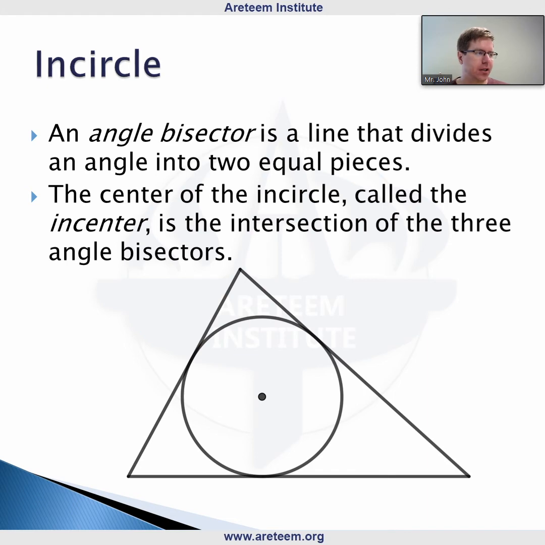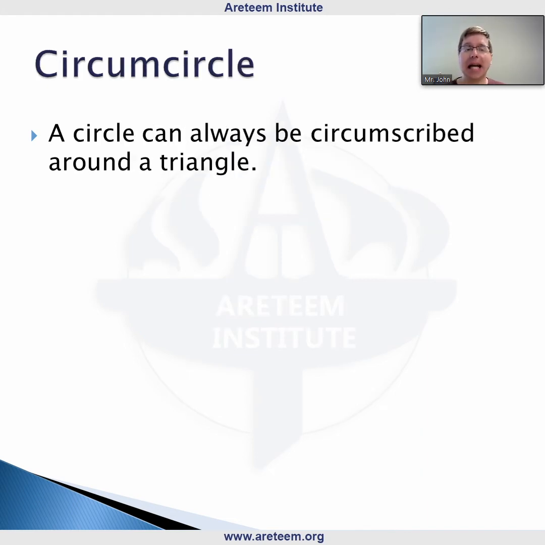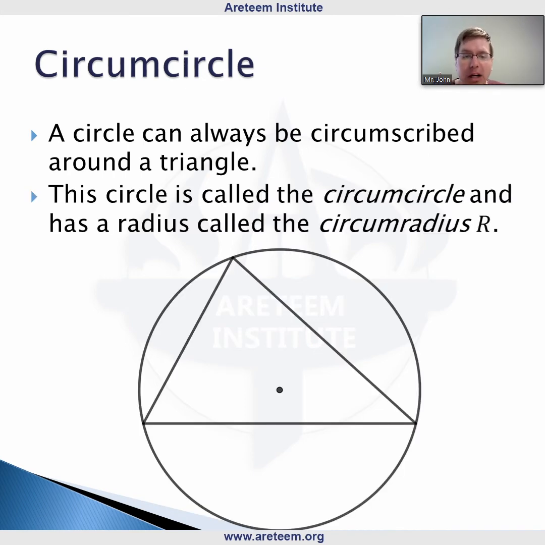Let's shift gears then to the outside one. And again, this is possible. So a circle can always be circumscribed around a triangle or outside of the triangle. In particular, again, this means now it contains the 3 vertices. So this circle is called the circumcircle. It has a radius called the circumradius, R in this case. So we have these, again, radii to draw in first.